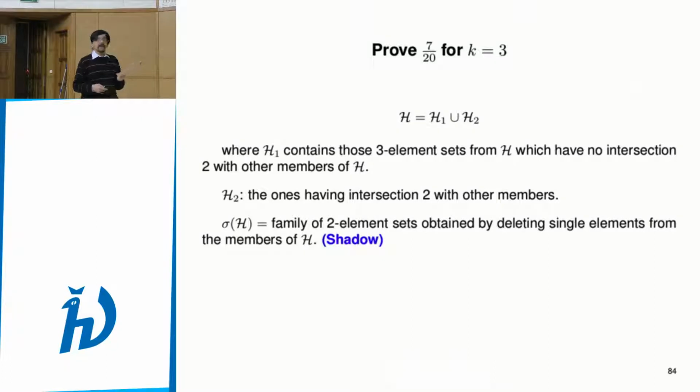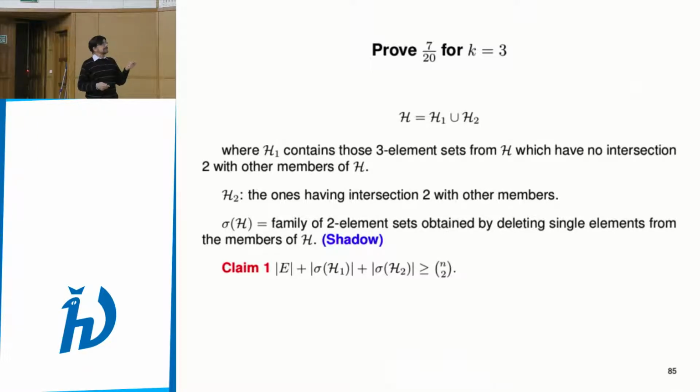A small definition: the shadow of a family is what you get if you delete one element from each member, so you get two-element sets. So these are the edges which are obtained from the three-element sets. So it's actually a graph.